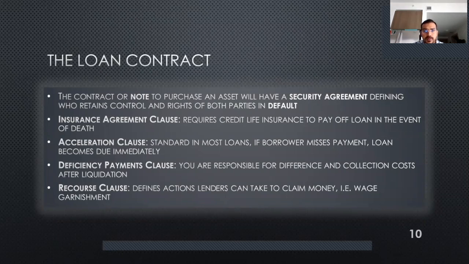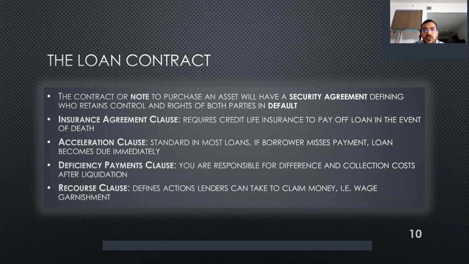The loan contract. A contract to purchase an asset will have a security agreement defining who retains control and rights of both parties in case of a default. These are 4 types of clauses you can find in a contract.